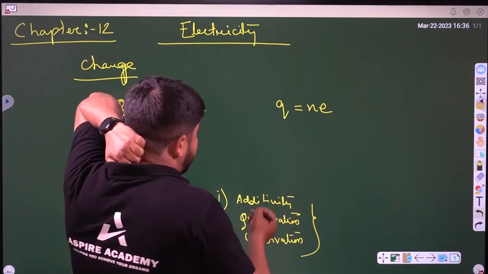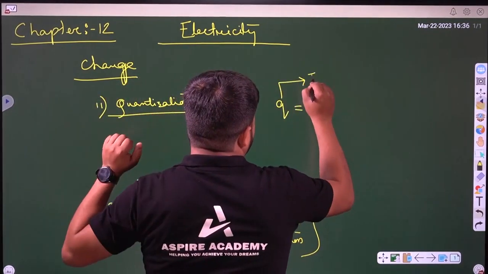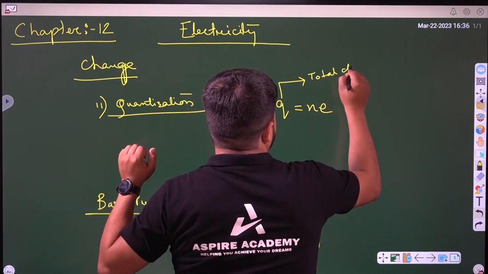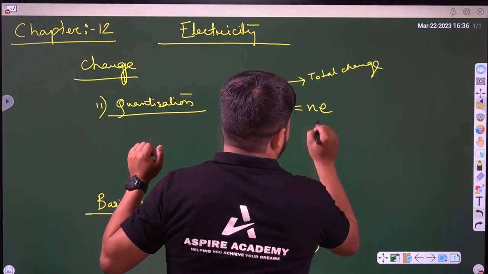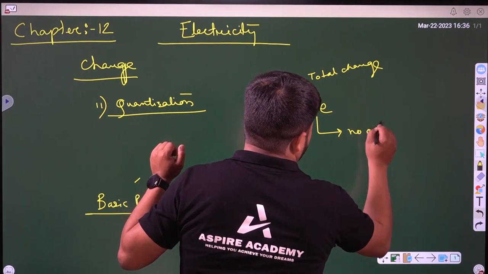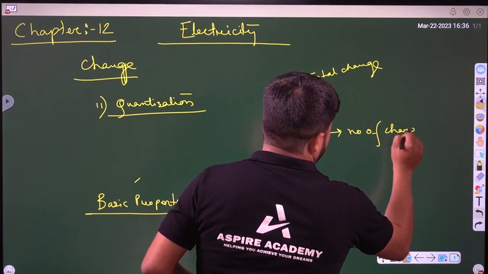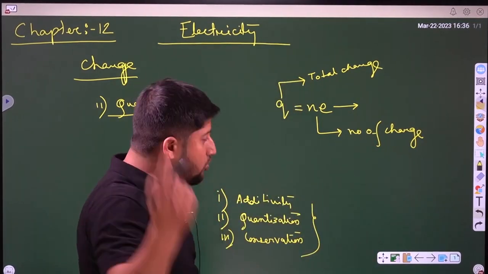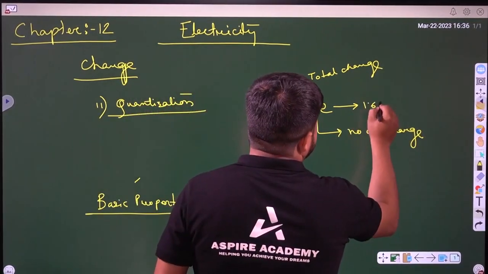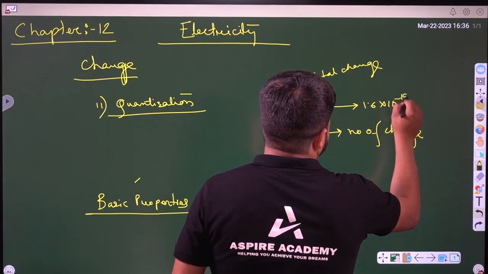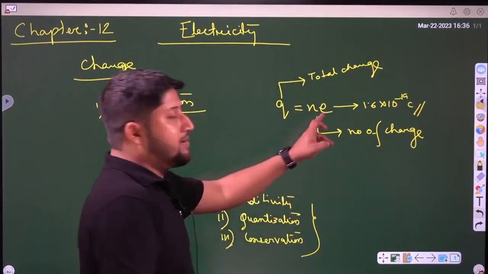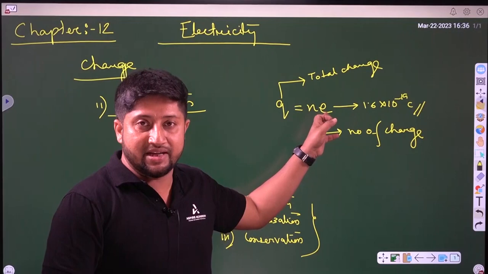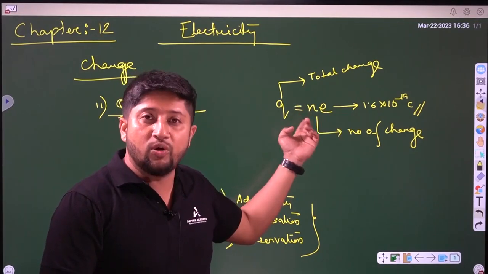Okay, so now Q is equal to NE. What is Q? Total charge. N is equal to what? Number of charges. E is equal to what? The charge value of 1 electron. So what is the value of 1 electron? 1.6 into 10 to the power minus 19 coulomb. So this is a constant value. It cannot be changed. Only the values of Q and N change.